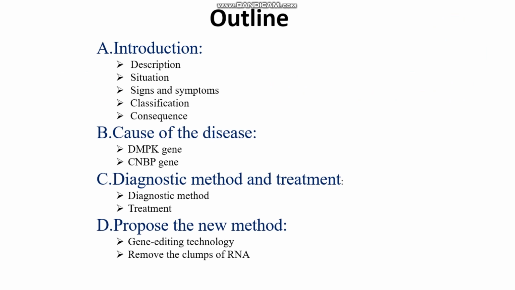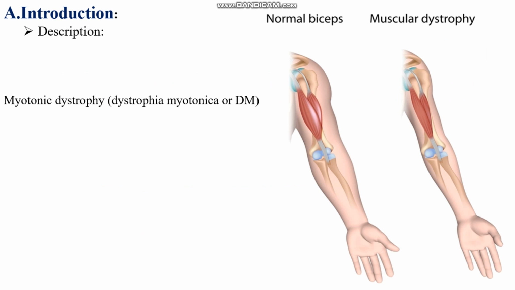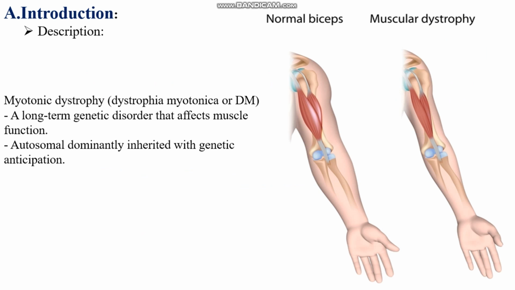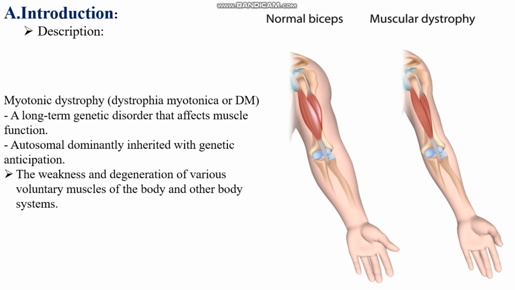Let's get started. First, myotonic dystrophy is a long-term genetic disorder that affects muscle function. This is a disease autosomal dominantly inherited with genetic anticipation. DM causes general weakness, usually beginning in the outside muscles. It slowly progresses to involve other muscle groups, including the heart. DM affects a wide variety of other organ systems as well.